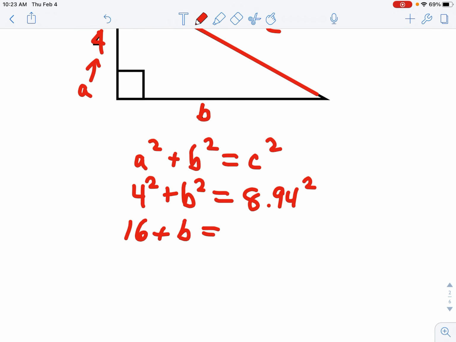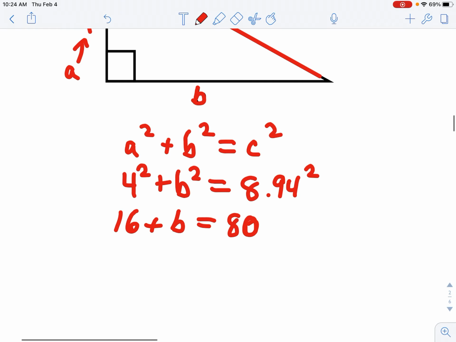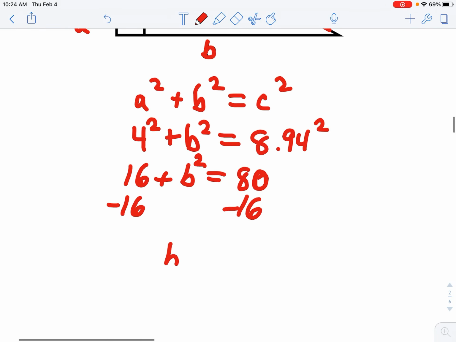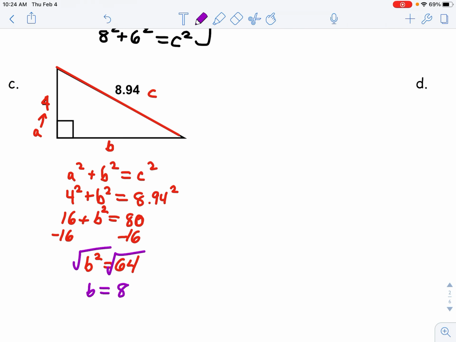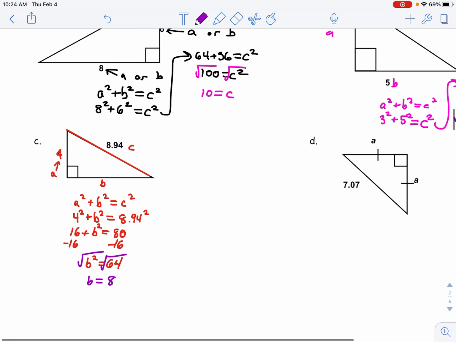So calculating, now I'm going to round just a little bit, 8.94 squared. I'm going to round that to 80. It rounds up to 80 because we have a decimal. But nonetheless, subtract 16. Oops, I forgot this square. Subtract 16 from both sides. I'm going to get B squared equals 64. Take the square root of both sides, and B equals 8. So realize we can find any letter. All right, just don't blindly think the letter we don't have has to be the C, the hypotenuse. We can find the length of a leg as well.